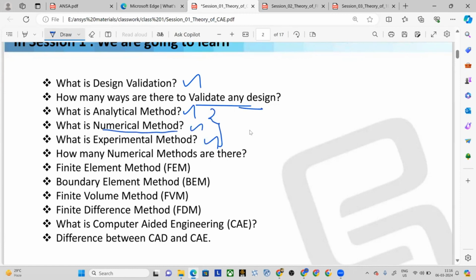And under numerical method, you have subcategories, which is what we are actually doing for real-time complex industrial problems with the help of computer and software like ANSA, ANSYS, Hypermesh. So the numerical methods are as follows: finite element method, boundary element method, finite volume method, finite difference method. Then we'll also see what is computer-aided engineering and what is the difference between CAD and CAE.